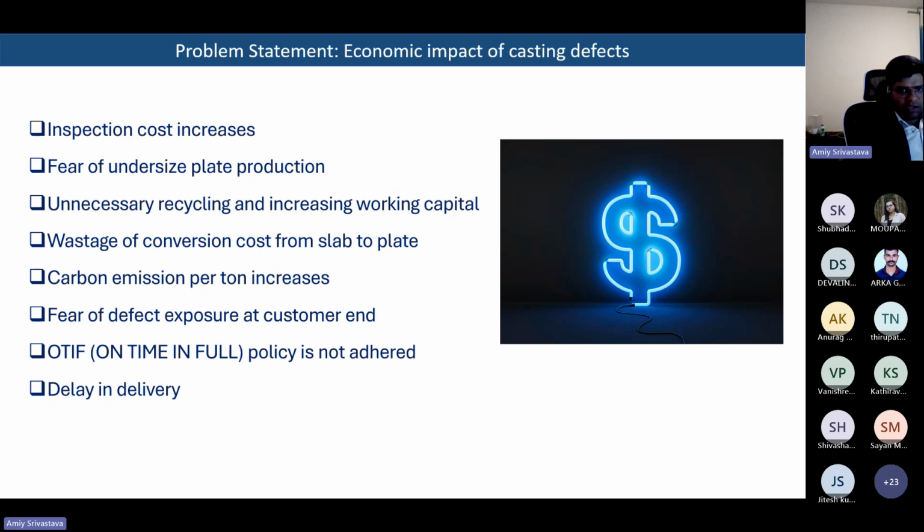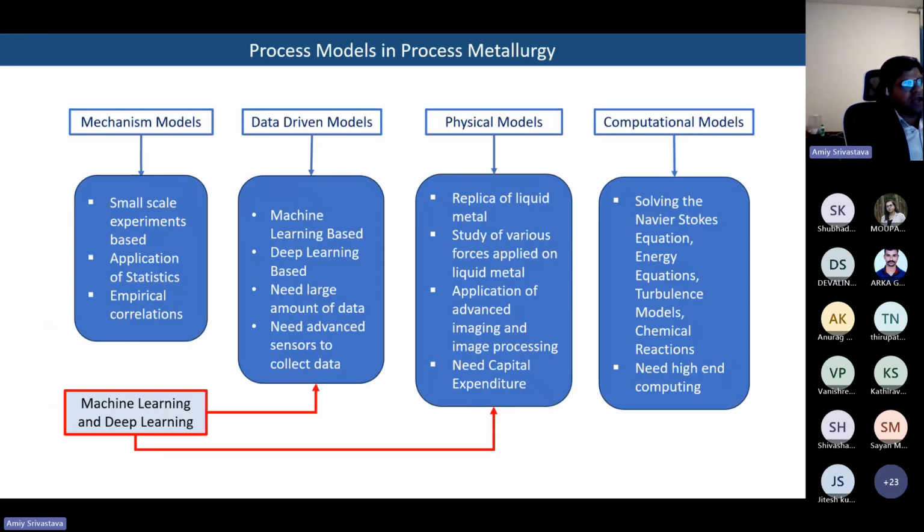And who can save this money? A process metallurgist. Okay, so whenever we are studying something, we should know the importance of that subject matter, and that will help us to study more about that thing. So that's how I wanted to tell you how important it is. Let's move on to the next slide.